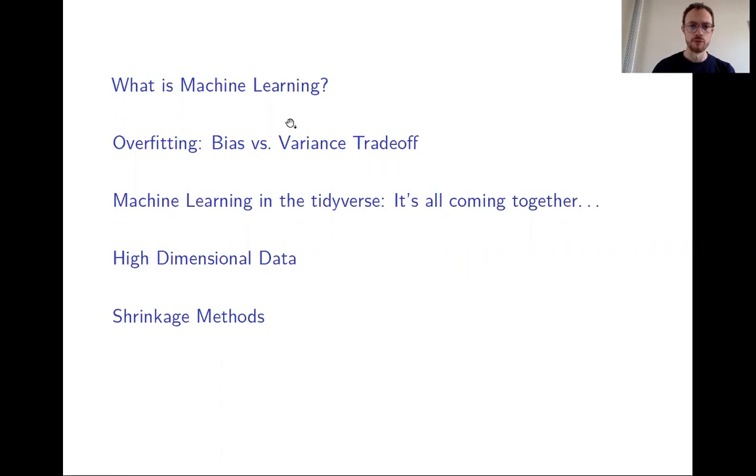So we're going to talk about what machine learning is. We're going to talk about overfitting and the bias versus variance trade-off, which is a fundamental problem to deal with in machine learning. Then I will show you how to use some of these approaches in R, specifically in the tidyverse. And then we'll talk about high dimensional data, what the problems with high dimensional data are, and shrinkage methods as one way of dealing with those problems.